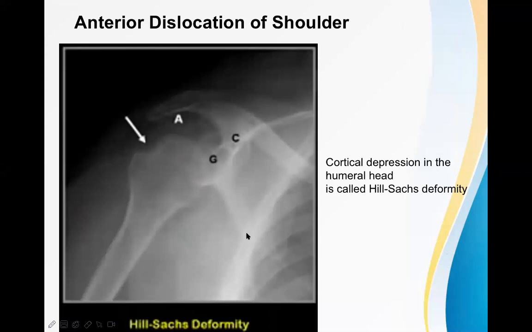Another one, okay? There is one additional finding here. That additional finding is a bit of depression. See here, a bit of depression at the head. And this type of cortical depression in the humeral head is called Hill-Sachs deformity. Hill-Sachs deformity, very important MCQ question in the orthopedic exam. This Hill-Sachs deformity is developed because of sudden hitting of the humeral head on the margin of the glenoid cavity. It results in Hill-Sachs deformity. So this is a part of the anterior dislocation of the shoulder.